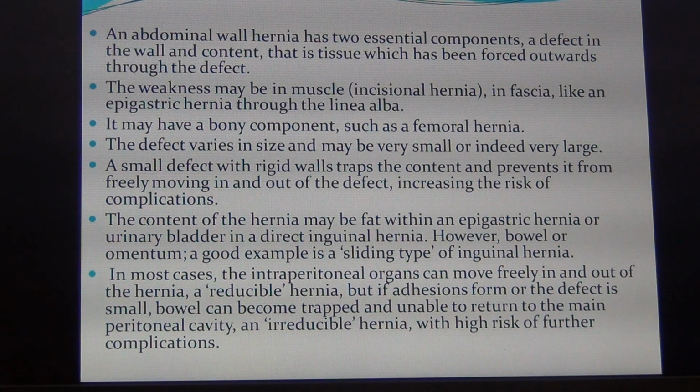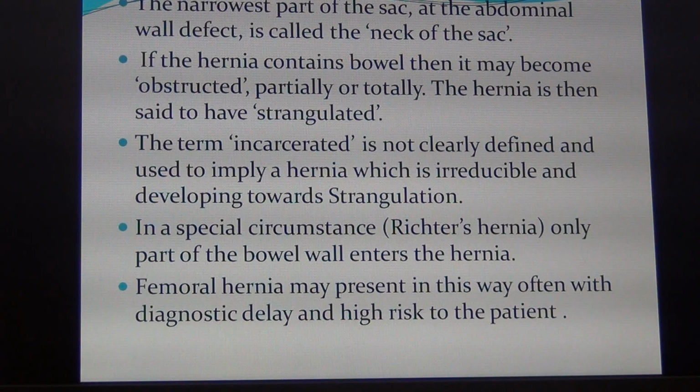In most cases, the intraperitoneal organs can move freely in and out of the hernia. This is called a reducible hernia, when the contents can be reduced spontaneously or reduced manually. So it means that there is no adhesion and the contents will move freely. In contrast, when adhesions develop and the contents are unable to return to the main peritoneal cavity, this is called an irreducible hernia, which has a high risk of complications.